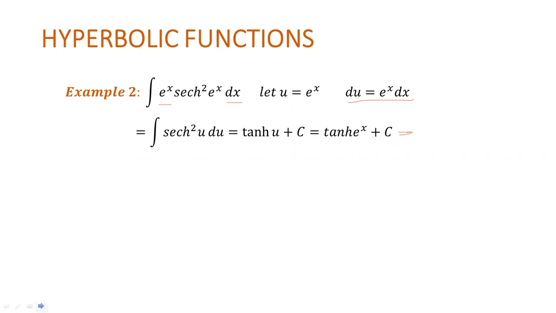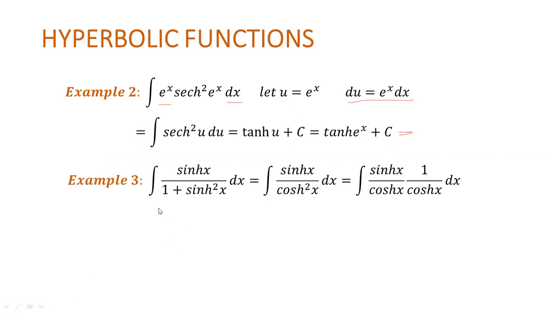Okay? Now, we can also have this expression: the hyperbolic sine divided by 1 plus hyperbolic sine squared x. Now, this 1 plus hyperbolic sine squared x has an equivalent expression of hyperbolic cosine squared of x.